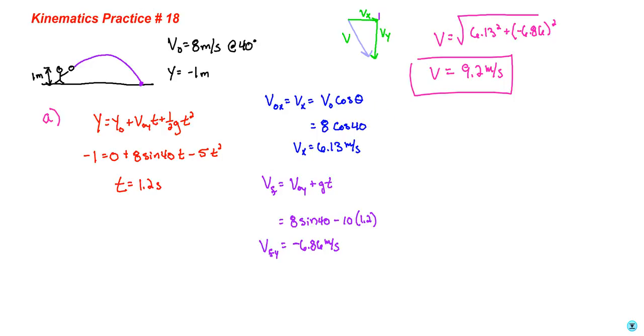Now part B wants to know at what angle it'll be traveling. And again, we have these two sides, where this is our angle, and then this is our adjacent side and our opposite side. So that tells us again that we'll need to use tangent. And to find that angle, it's going to be the inverse tangent. So it'll be the inverse tangent of negative 6.86 divided by 6.13. And that gives you an angle of negative 48.2 degrees. So there you go. That is problem number 18 from our kinematics practice.